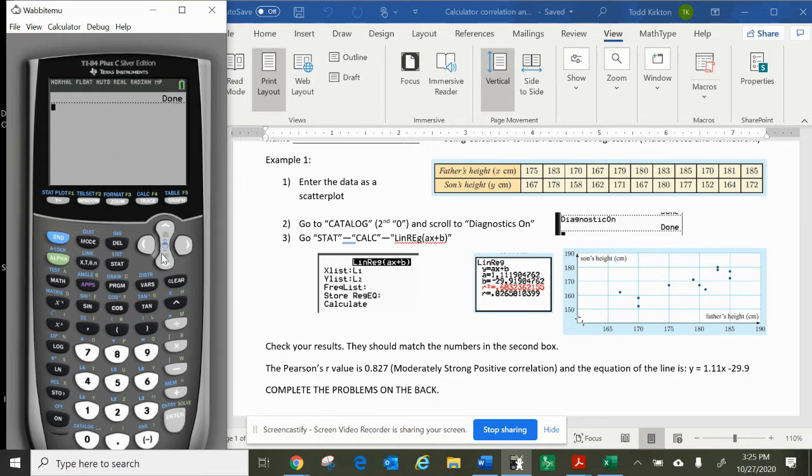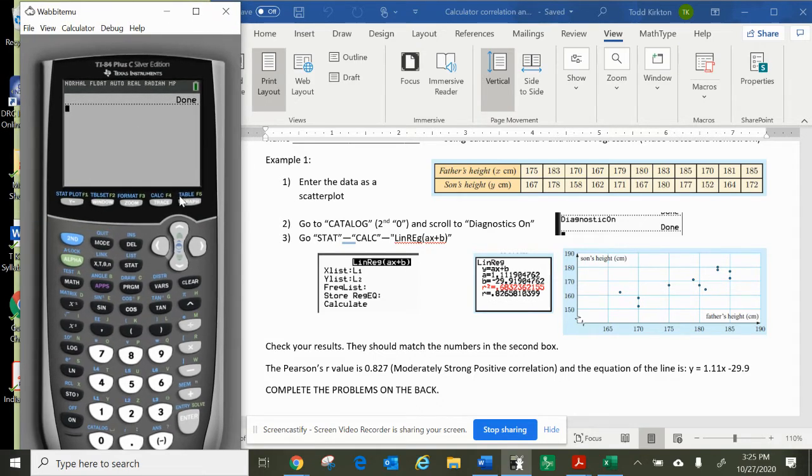Okay. So you have the values in your calculator. The steps to find it are listed right here. So I'm going to push stat, calculate, and go to linreg ax plus b. There's also an a plus bx. Don't pick that one. We want it in slope intercept form.